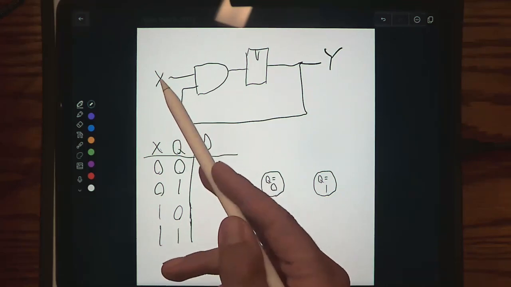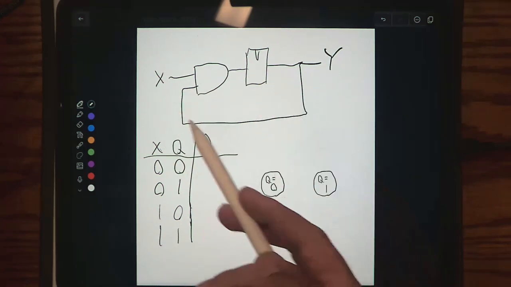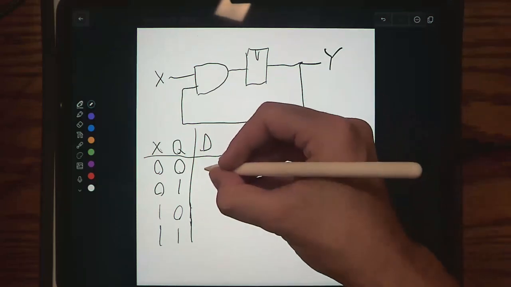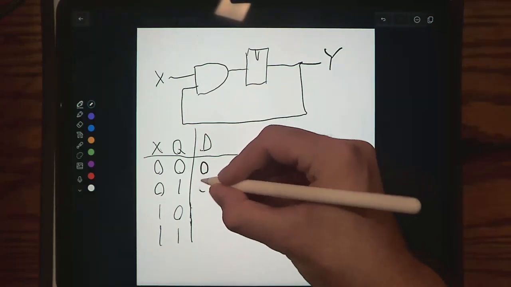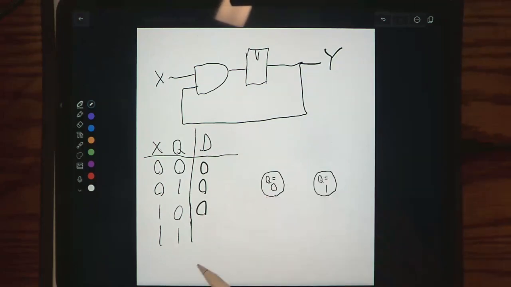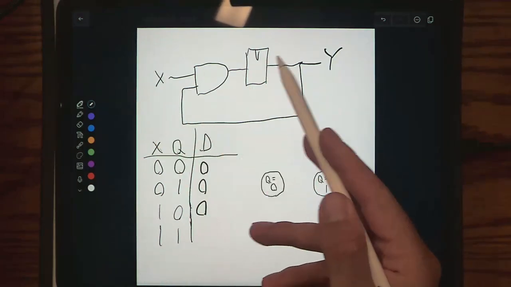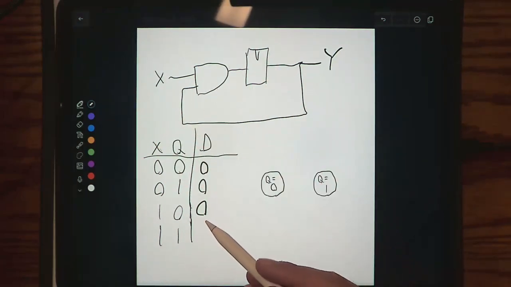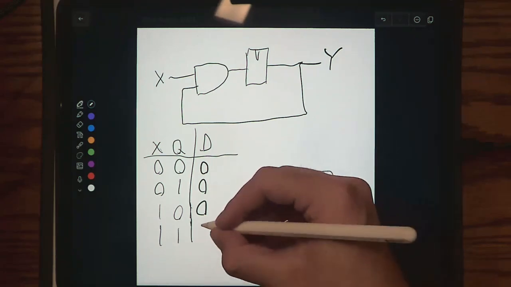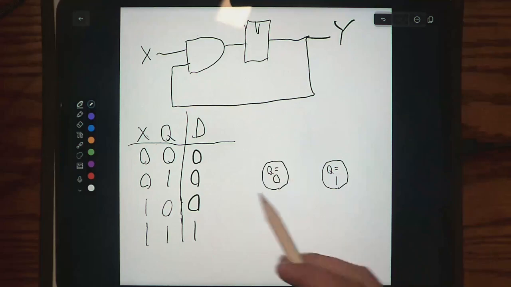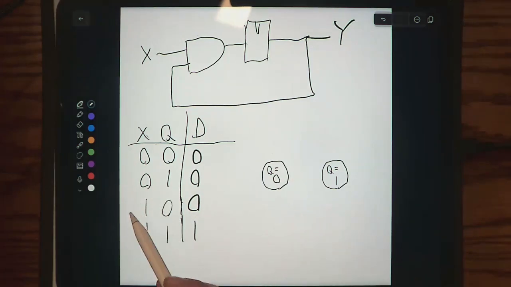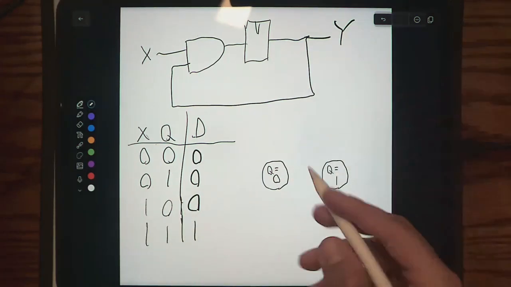0, yeah, because we have x ANDed with what was stored in the flip-flop. So first it is 0, then what is next? Yeah, 0. Then what's next? 0. And then finally, if we have a 1 ANDed with a 1 in the flip-flop, what do we have? 1. Yeah, perfect. Okay, so now if we have our states right here, so q equals 0. So what happens?